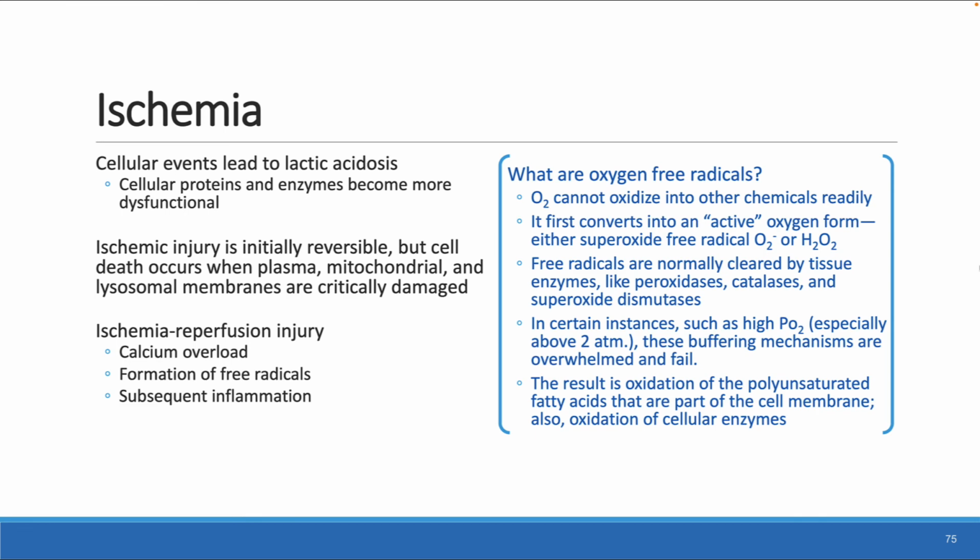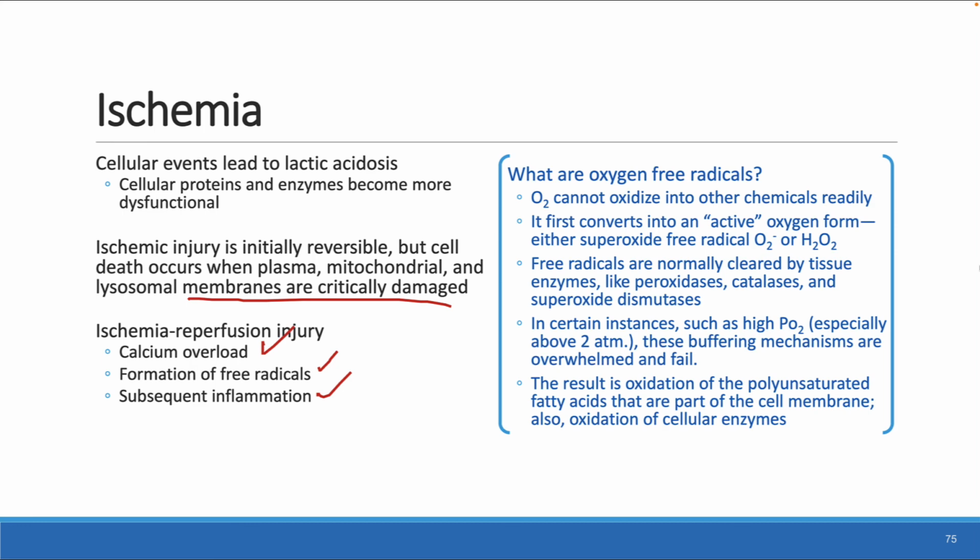acidotic. So initially, ischemic injuries are reversible, but after a certain point, when the mitochondria fail and the sodium-potassium pump fails, then the membranes become critically damaged, and you're unable to recover from that. When that happens, we get calcium overload in the cell, we have formation of free radicals, and the inflammatory process begins, and then the result, of course, is necrosis. Just a little bit I wanted to explain.